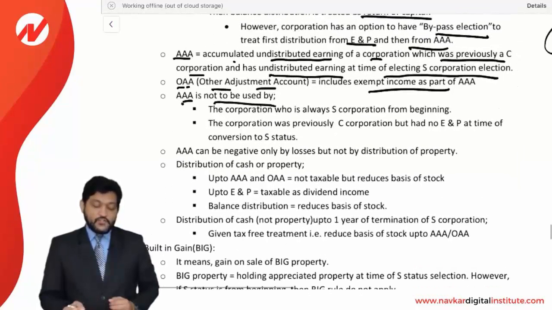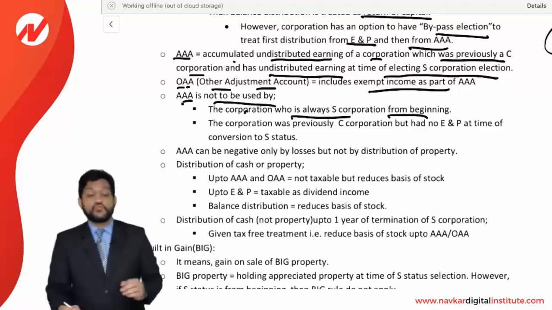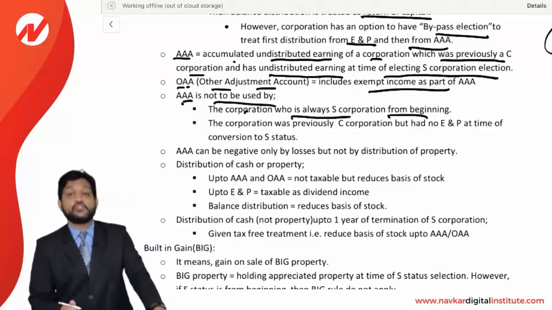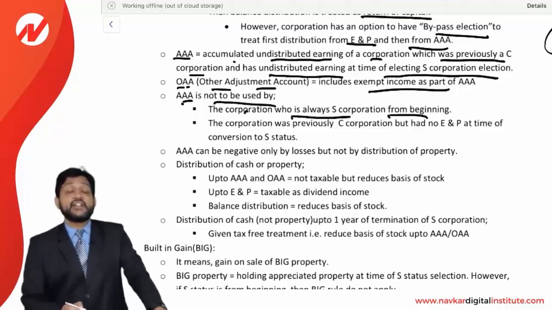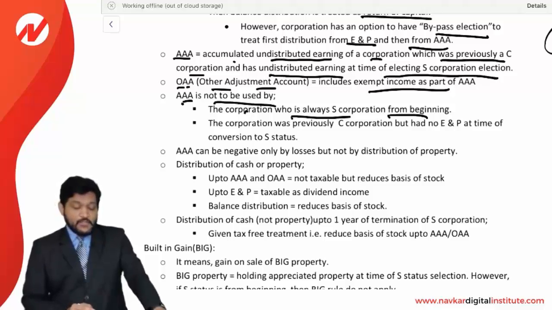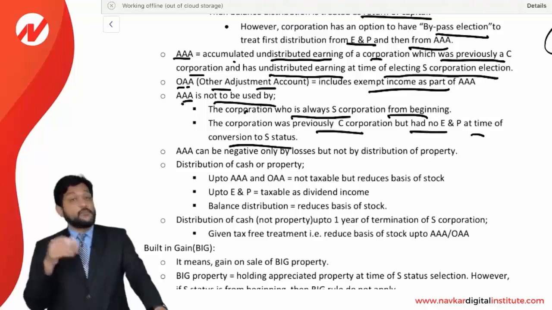AAA is not used by a corporation which is always an S corporation from the beginning. Look at this. Obviously, the AAA rule is applicable to those corporations who were previously a C corporation and now they changed to S corporation status. If they are an S corporation from the beginning itself, the AAA rule is not applicable. The corporation was previously a C corporation but had no earning and profit at the time of conversion to S status. What do they want to say? It was previously a C corporation, moved to S corporation but had no earning and profit at the time of conversion. Then no AAA account will be there.